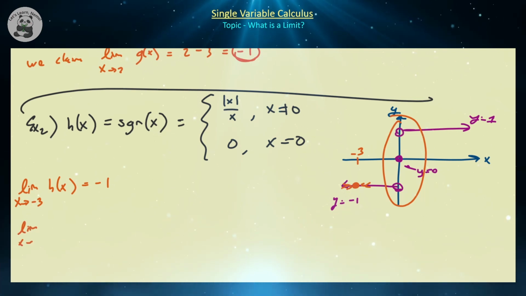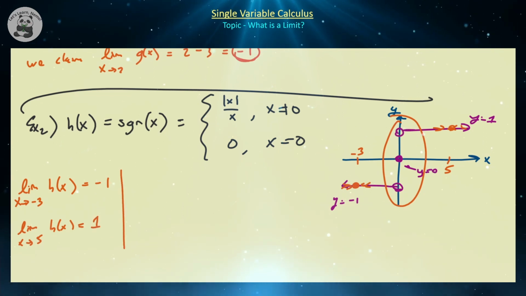Now if I say what is the limit as x approaches 5 of h of x, well, 5 would be somewhere over there, and it appears to be approaching 1 regardless of direction over there, so that would be equal to +1. But if you look at 0, notice that we approach -1 from the left and positive 1 from the right.